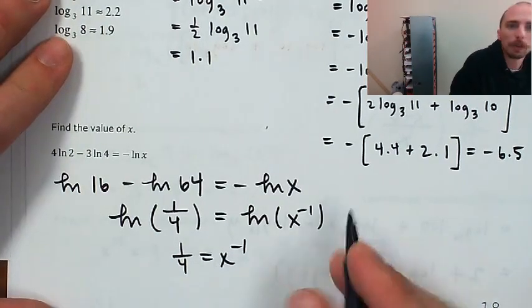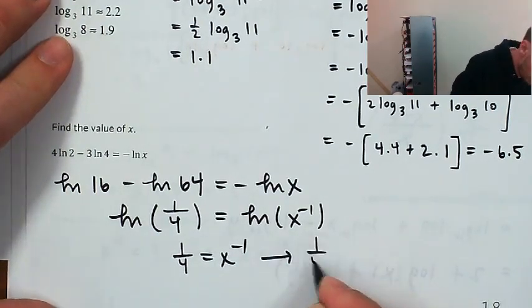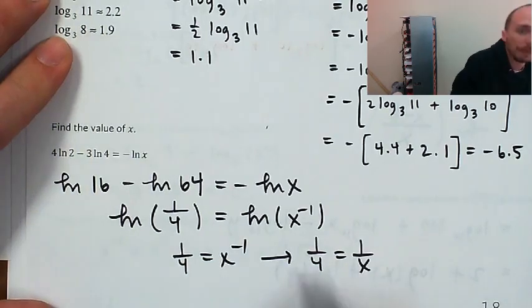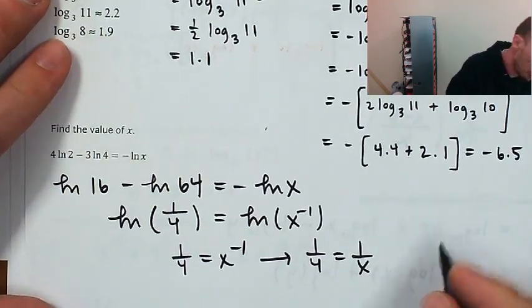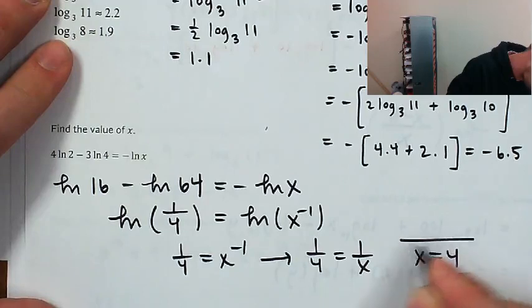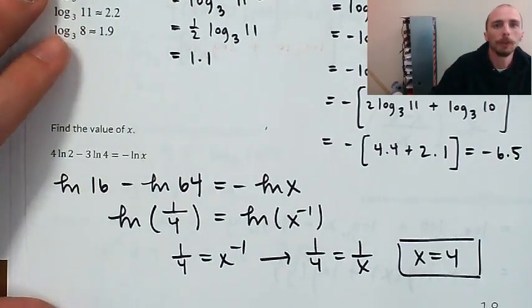Remember that x to the -1 is just the same as 1 over x. So I'm going to say 1/4 equals 1 over x. And then we can solve this one with our eyes, and we're going to say x equals 4. All right, happy. Let's move on.